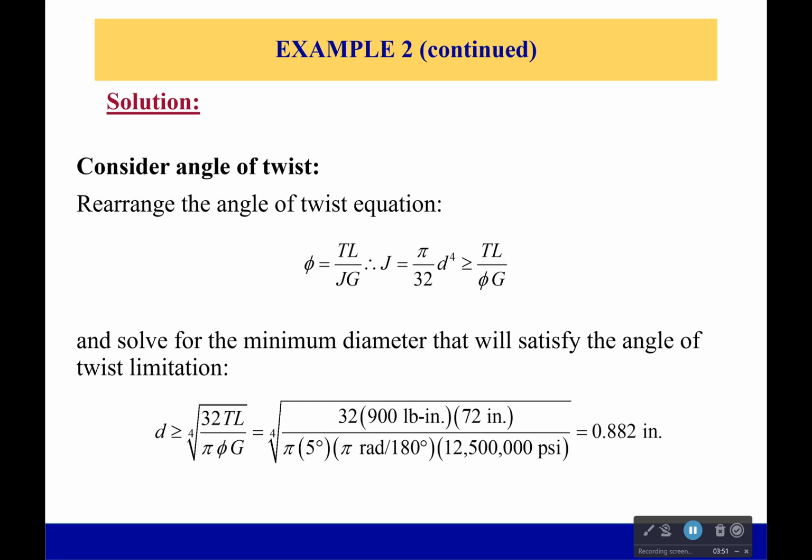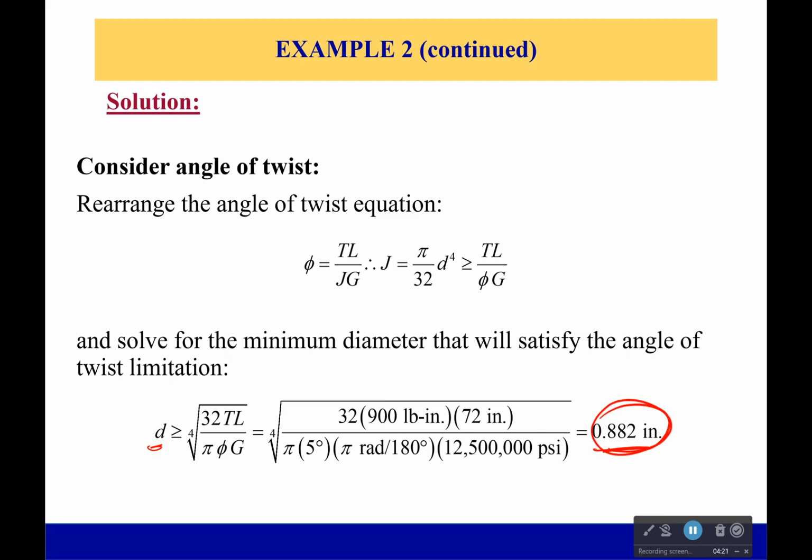Now for our angle of twist equation, we have phi is equal to the torque times length over the polar moment of inertia times our shear modulus. And then if we plug in everything we know, we can gather terms and, with a little bit of algebra, our diameter would have to be more than or equal to 0.882 inches. 0.882 inches. So this is going to be controlling the diameter.